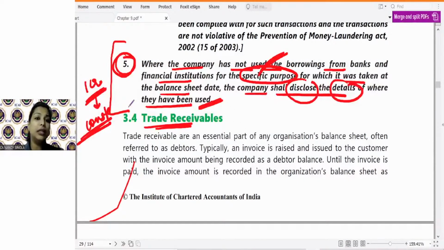And on top of it, the cherry on the cake is what? The CARO 2020, whereby all such things will be reported by the auditor. Okay? So, Yatiraj, you are absolutely correct.